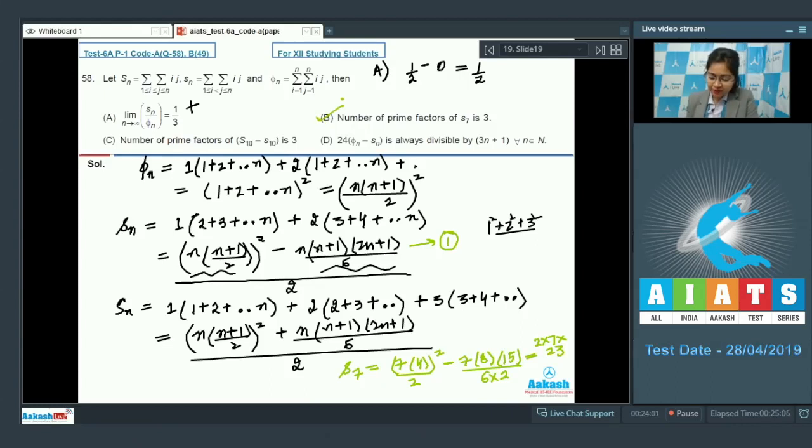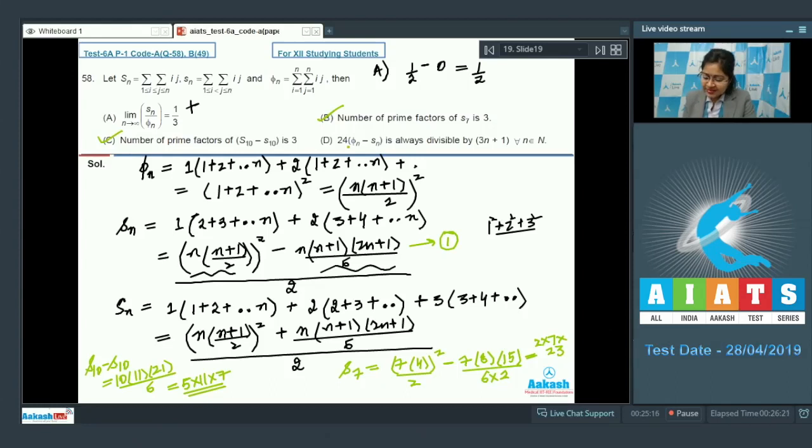Similarly, in option number C, we have to find the number of prime factors of S10 minus s10. Now, when we subtract small sn from capital Sn, then the first term will directly get cancelled and we will get n into n plus 1 into 2n plus 1 upon 6. So, putting the value of n, we will get 10 into 11 into 21 upon 6, that is equal to 5 into 11 into 7. So, we have 3 prime factors again. So, option number C is also correct.